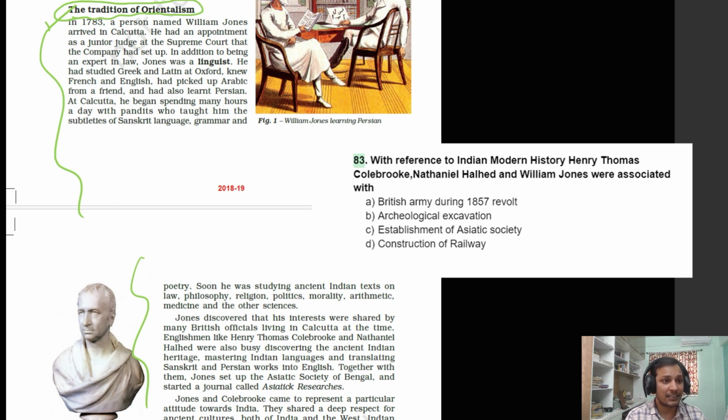Okay, so you can see here William Jones, and then you can see other names like Henry Thomas Colebrooke and Nathaniel Halhed. Okay, these three names were associated with what? They studied the Indian texts.